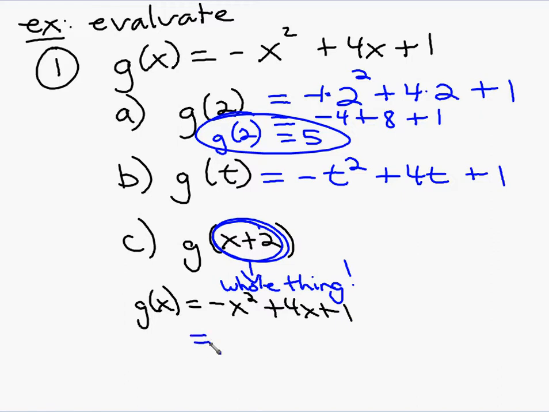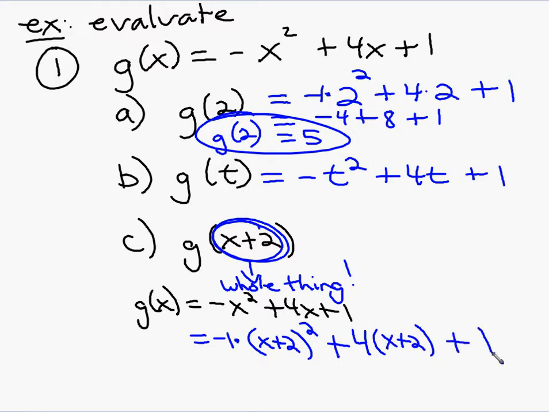So this will be equal to the negative, or we could think of it as negative 1 times whatever my mess is squared. Well, my mess in this case is x plus 2. So instead of plugging in a number, I'm plugging in an x plus 2. Plus 4 times that quantity again. 4 times x plus 2, and then I still have the plus 1 on the end. So because I'm plugging in something with an x in it, I'm not going to get a number answer. I'm going to get an algebra expression with x's in it.